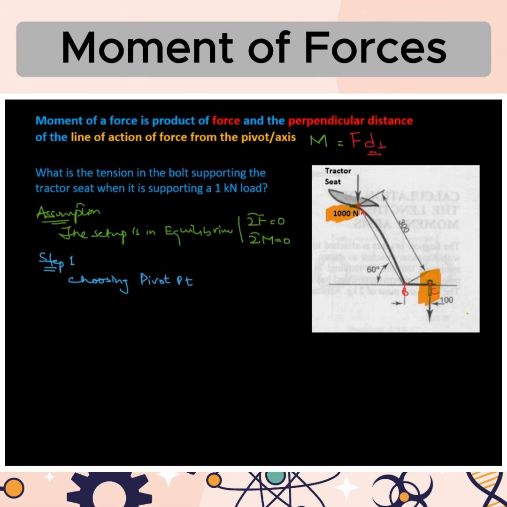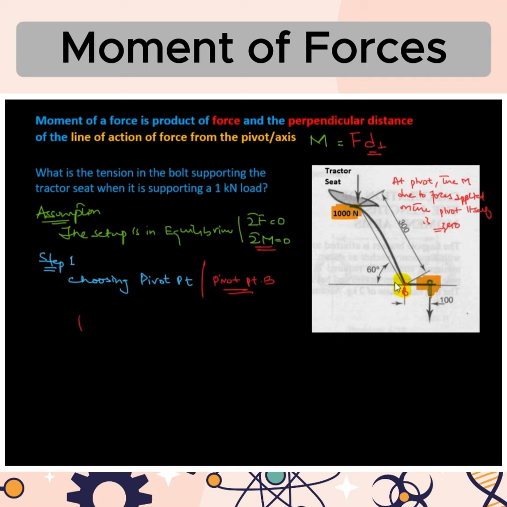Now the thing about choosing a pivot point is that the moment of forces applied on the pivot itself is 0, since the perpendicular distance is 0. So for instance, if I were to choose the pivot point A, our moment equation would have two unknowns. One would be the reaction force at B, and second would be the tension force from the bolt. Or if we were to choose the pivot point C, we would be excluding the tension force in our moment equation. So the most logical choice would be choosing pivot point B.